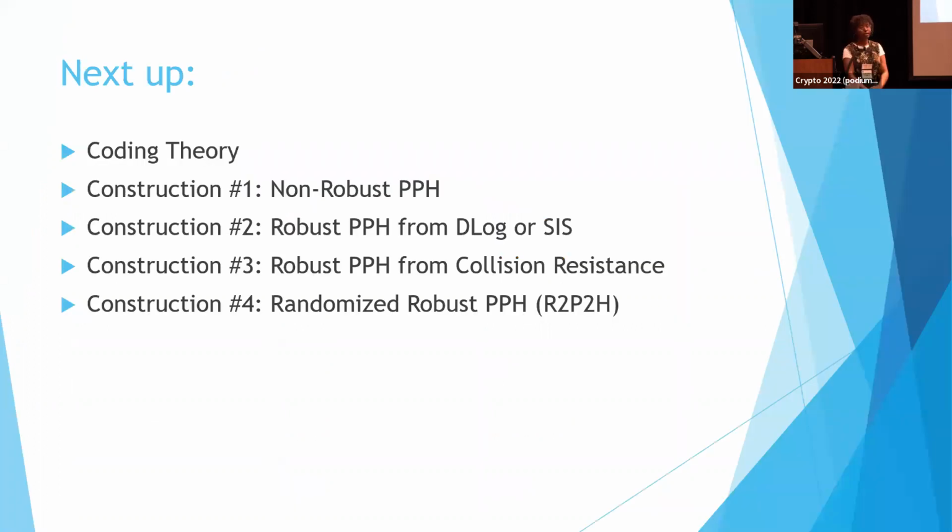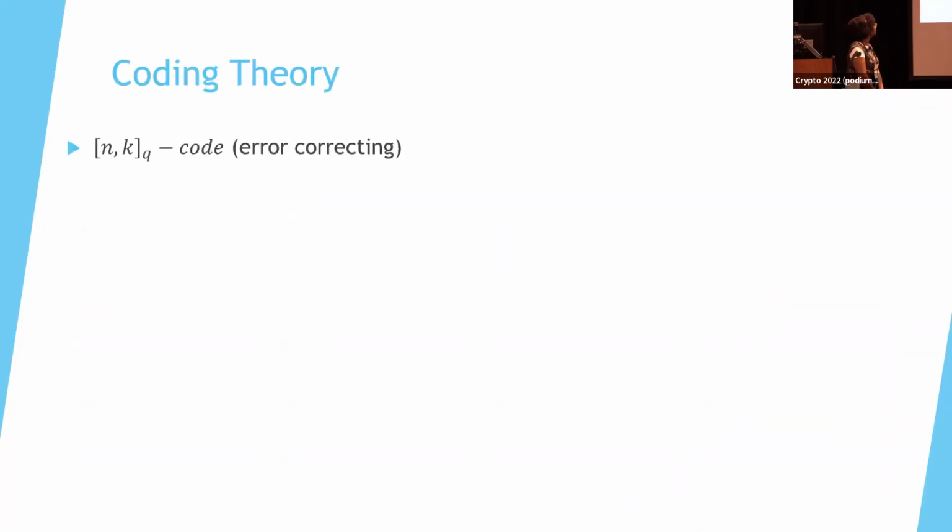For the remainder of this talk, again, I'll go over some concepts from coding theory that we will need, and then move on to explaining our constructions. So the first thing from coding theory that we will need is this n, k, q error correcting code, which is defined by this matrix G. If we multiply this matrix G by some message M that we may want to transmit, we get a code word C.